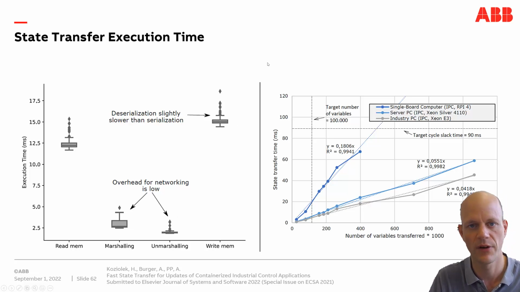To improve the external validity of the results, we also measured on different hardware platforms. So we used a single board computer based on a Raspberry Pi. We measured on a server PC, really simulating a bigger cluster of computers, and then on an industry PC running a Xeon E3 processor. And we see here the different curves which we arrived at, but all of these devices were within our requirements, and the state transfer was really fast.